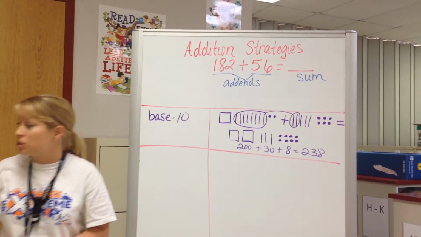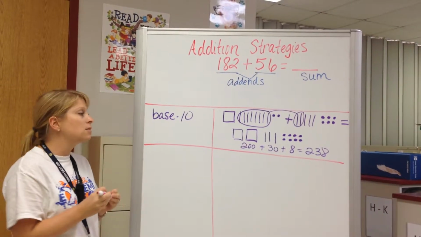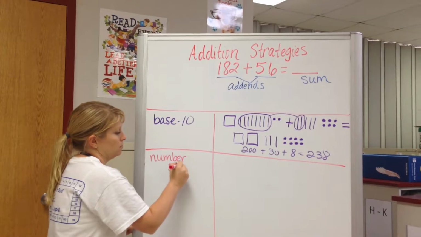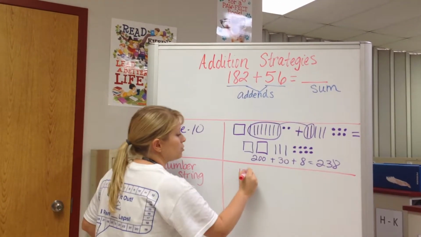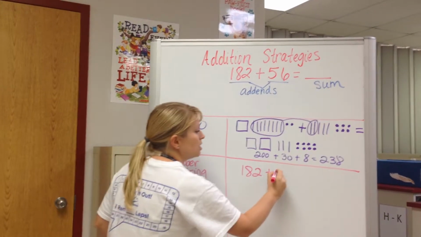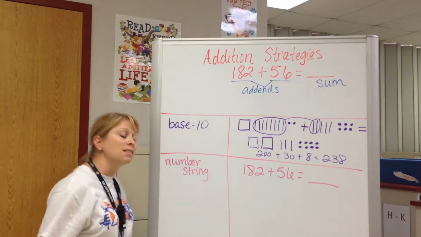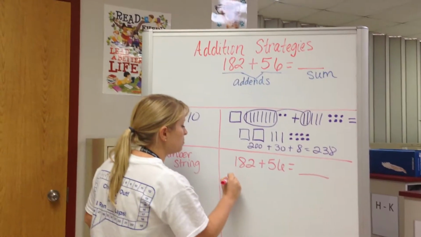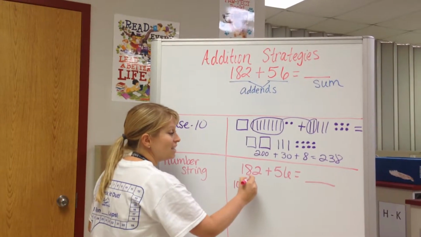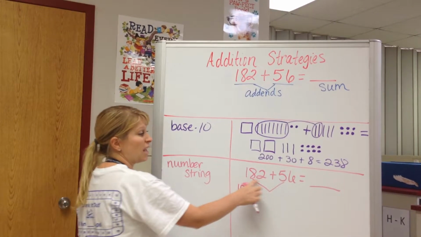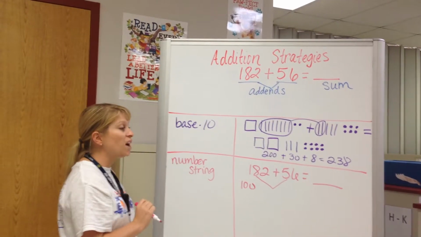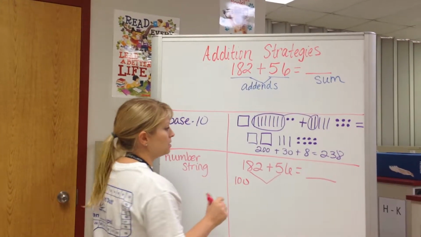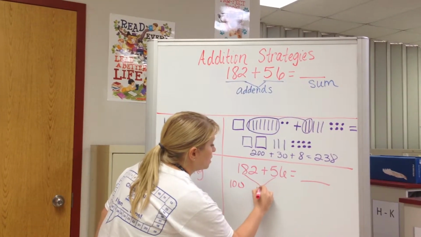The next strategy we're going to talk about is number strings. In the number 182, the add-in, plus 56, I'm also finding the sum. I don't have any hundreds in this add-in that I need to add with, so I'm going to keep the 100. Then I'm going to do 8 tens plus 5 tens. Remember, this isn't 8 plus 5, this is 8 tens plus 5 tens, or 80 plus 50. And I hope you're thinking to yourself what that sum is. That's 130.